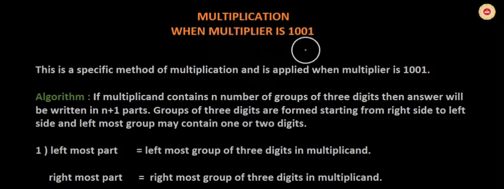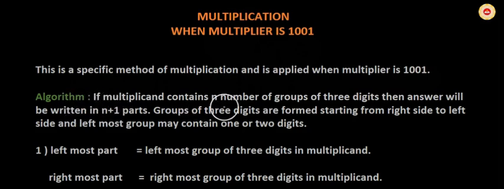Multiplication when multiplier is 1001. This is a specific method of multiplication and is applied when multiplier is 1001, right? So let us first read and understand the algorithm.